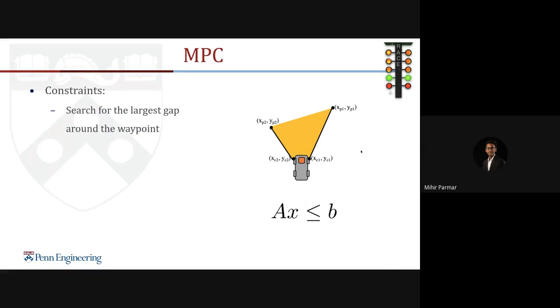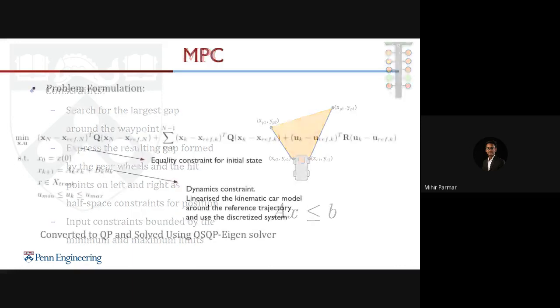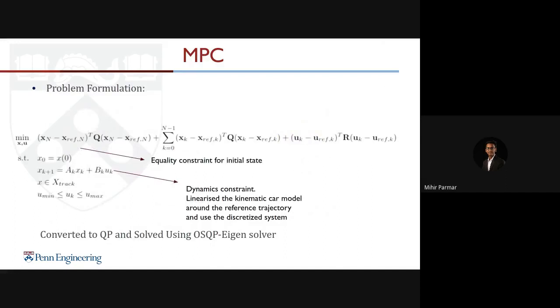So could you just go one ahead? Yeah. So the resulting gap formed we were using as the workspace constraint for the MPC. So we express those 4 points into a half space constraint in the form of Ax less than or equal to b, since MPC expects that for solving. So this was the problem formulation.